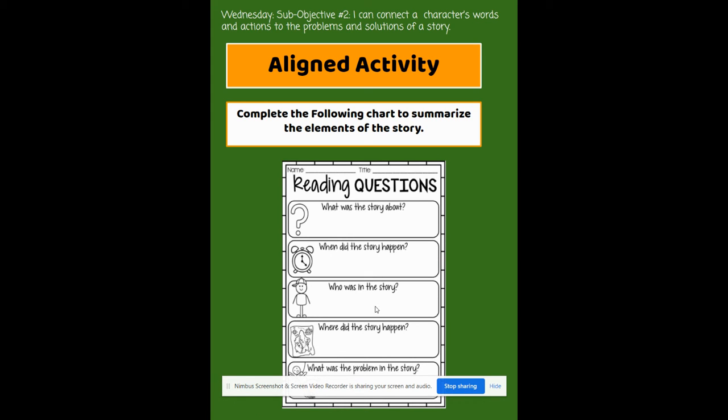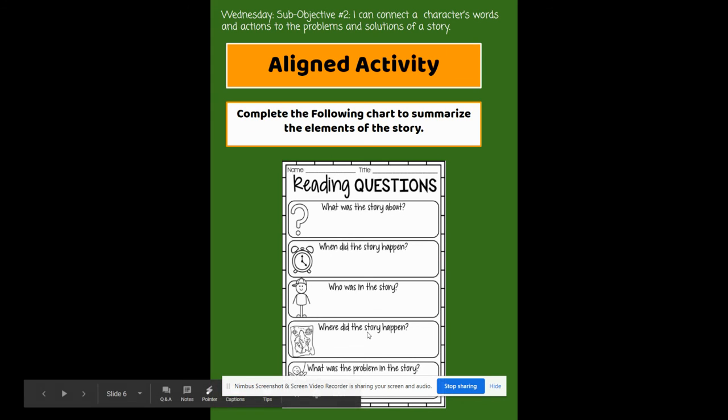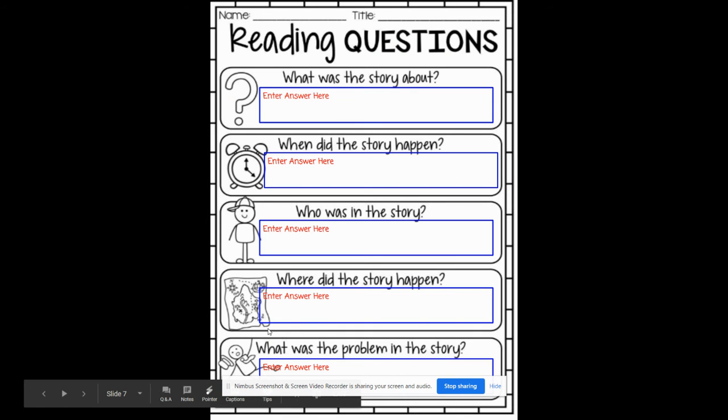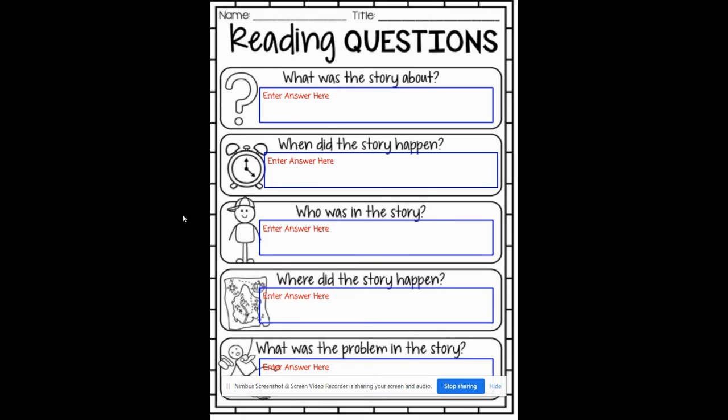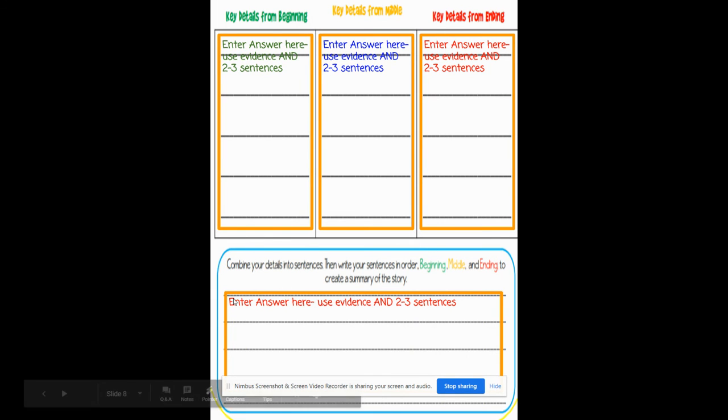When did the story happen? Who was in the story? Where did it happen? What was the problem? So you're going to fill those out, obviously, in complete sentences here. And then you're going to use that information to summarize the story. So it says key details from beginning, middle, and end, and then combine your details into sentences, write sentences from beginning, middle, and end to create a summary.